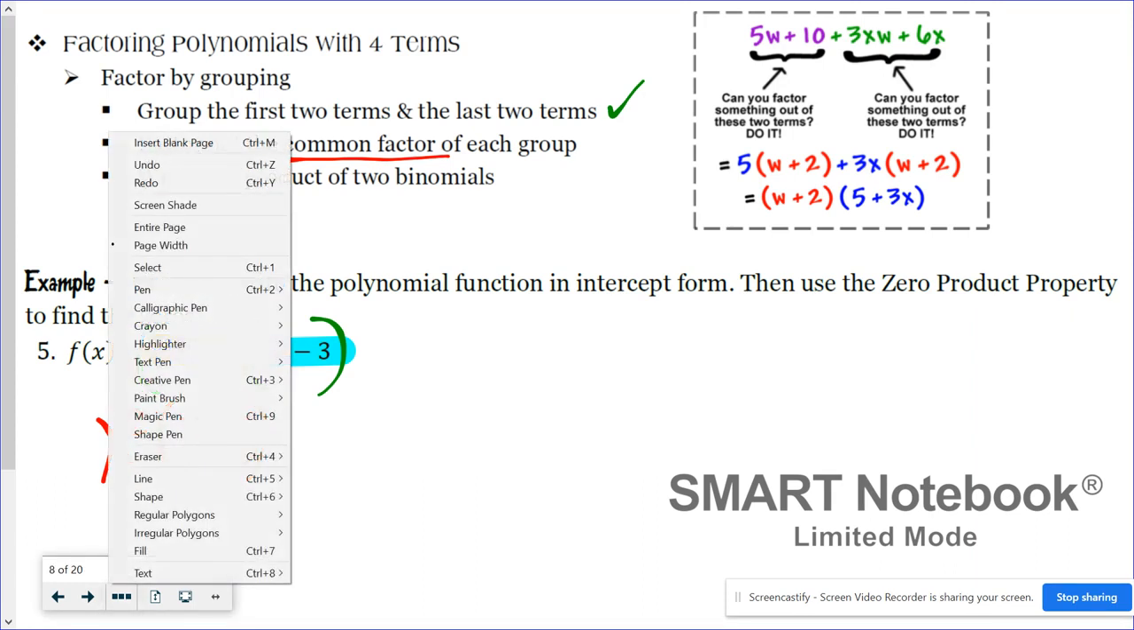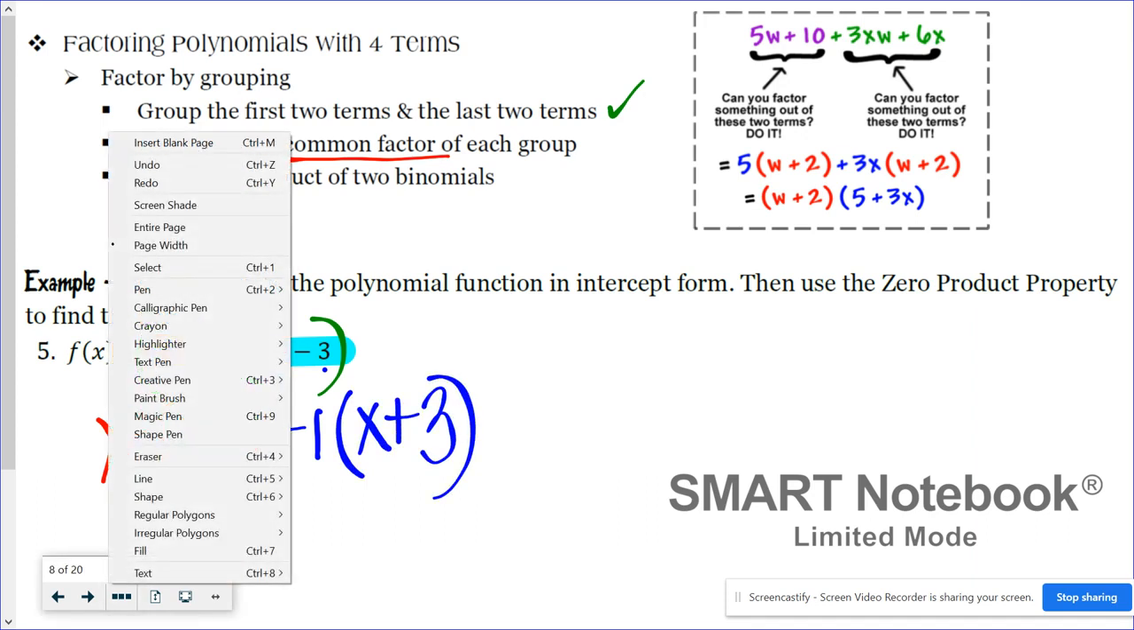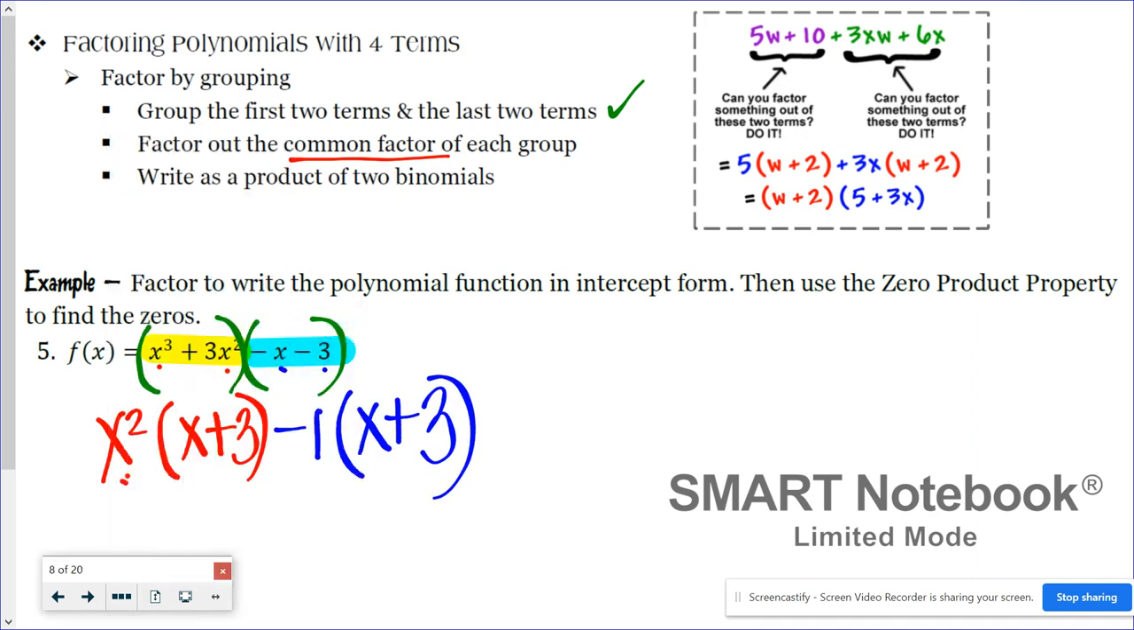So now I want to take a look at my second group. I want to do the same thing. I want to take out the common factor. So negative x minus 3. Negative 1 is the common factor. What's left over is x plus 3. Do you see what I see? Okay. So I see that in parentheses is x plus 3.